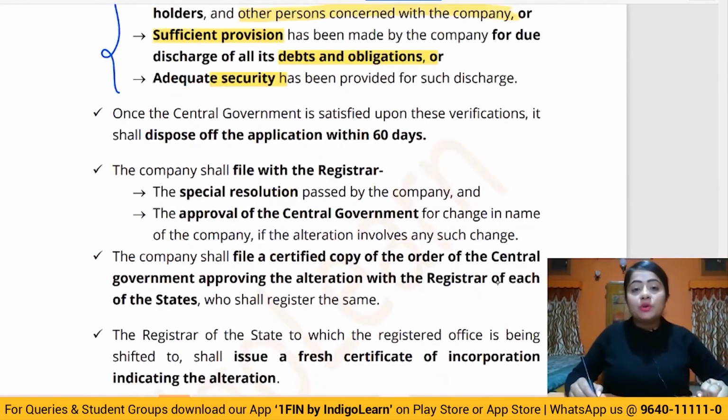Now, with all the details of these creditors, the application has to be sent to the central government. The central government is going to take 60 days. Within 60 days, the central government is going to approve this shift of registered office, right? Now, the special resolution that we have passed, along with the approval of the central government, both will have to be submitted to the registrar of companies. Once the registrar receives all of this, the registrar is also going to certify it. A fresh certificate of incorporation is going to be issued.